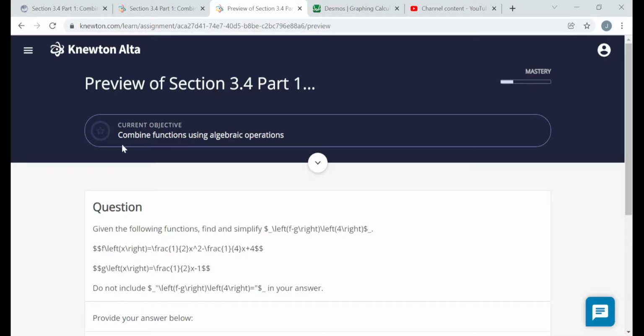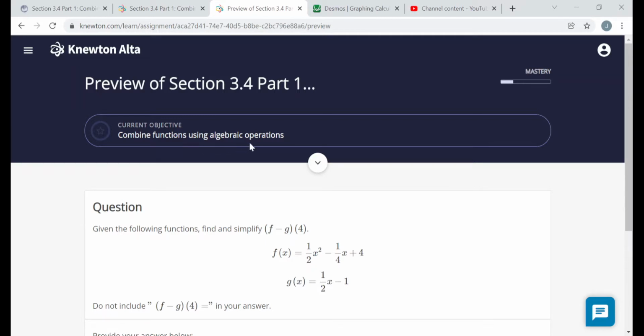All right, next, now we're on the other objective, combining functions using algebraic operations, meaning adding, subtracting, multiplying, and dividing. And it's really as simple as it looks. Given the following functions, find and simplify f minus g when the input is 4. So we have a function f, we have a function g, and we're creating this new function called f minus g. And it's as simple as it sounds. You just do function f minus function g. That'll create this new function f minus g. So the operations are simple, I feel, here. There's no substitution really. It's just adding, subtracting, multiplying, dividing, depending on what operation shows up.